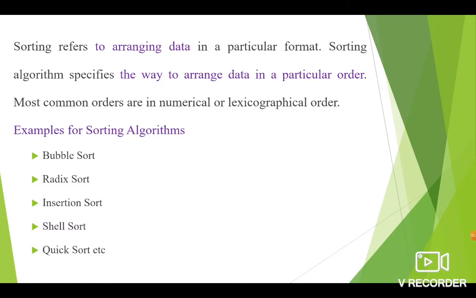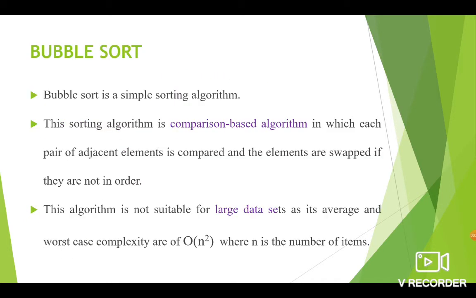Some examples of sorting algorithms are bubble sort, radix sort, insertion sort, shell sort, and quick sort. Like that, we have several algorithms for sorting. The first algorithm we are going to discuss is bubble sort. It is a simple sorting algorithm. This algorithm is comparison based.